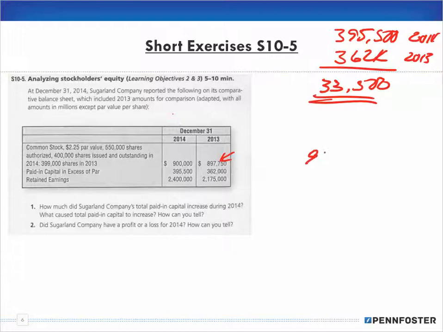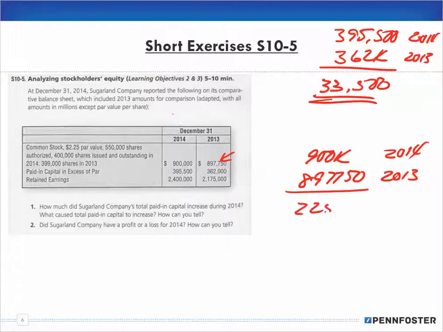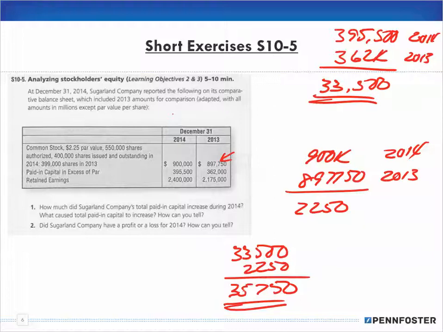Okay, you have to consider that. We started out with 897,750 in 2013, and we increased to 900,000 in 2014, which is an additional $2,250. So the increase in the paid-in capital ends up being the $33,500 plus the $2,250 for a total of $35,750. So that's the total increase in the paid-in capital during 2014.